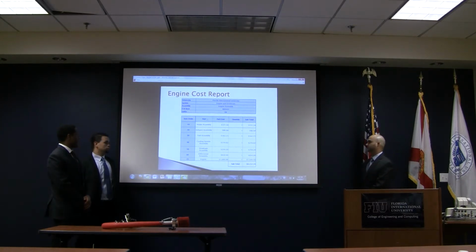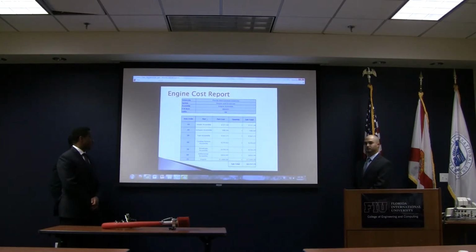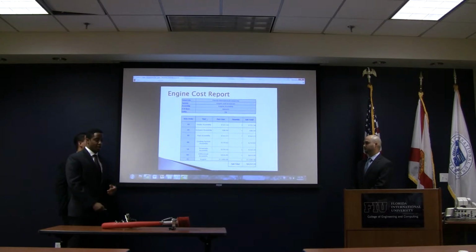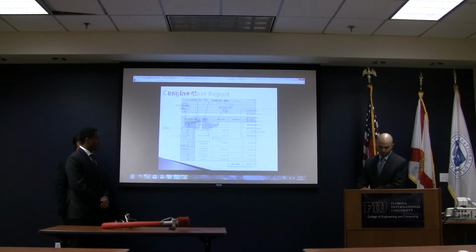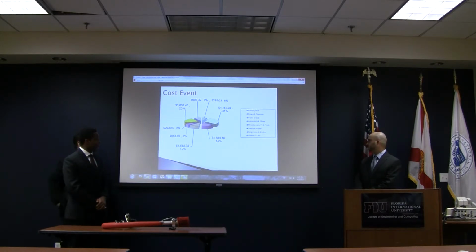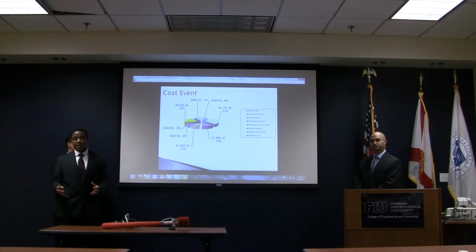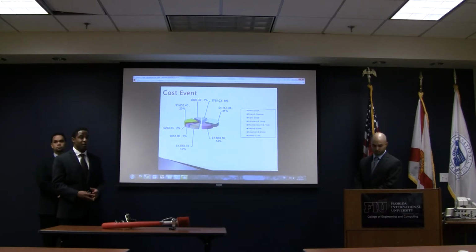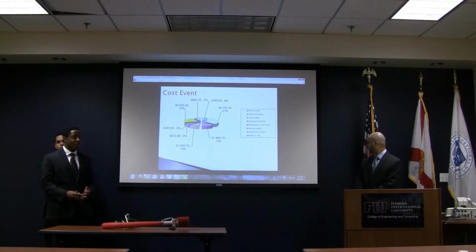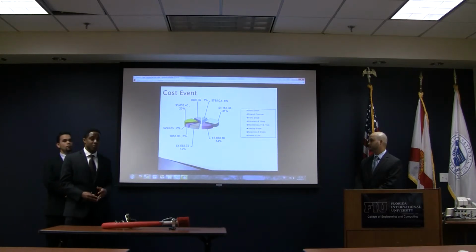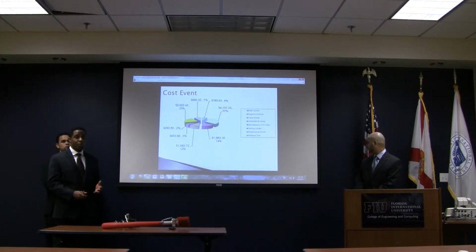So here we have an engine cost report. With respect to our project, the entire project cost about $1,400. For the cost event of the Formula SAE competition, the cost report team and the design team collaborated, and we projected the cost for the vehicle on a mass-produced scale. The total cost was about $13,400, while the engine package cost about 31% of that, which is $4,200.